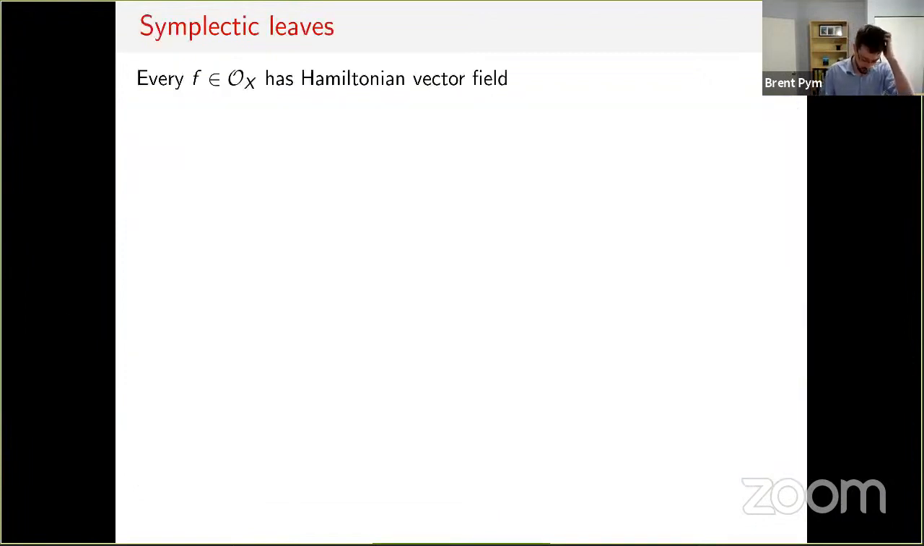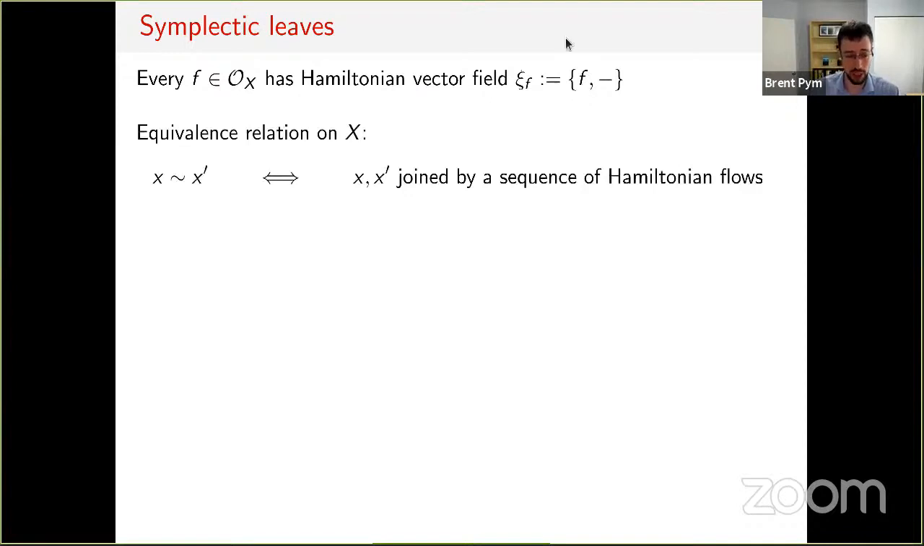One of the immediate consequences of Weinstein's splitting theorem is a decomposition of every Poisson manifold into symplectic leaves. So the way it goes is the following. If you have a function on a Poisson manifold, then it has a Hamiltonian vector field, which is the vector field corresponding to the derivation of bracketing with f. So you can define an equivalence relation. Say two points in the manifold are equivalent if they can be joined by a sequence of Hamiltonian flows for some choice of these functions f. Maybe you need a bunch of them to get from point to point.